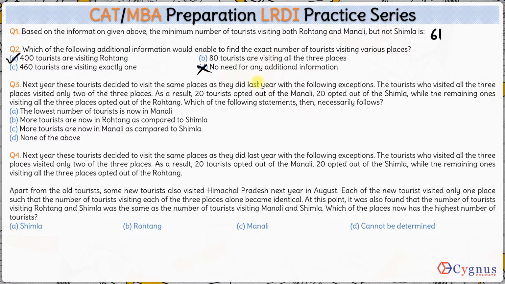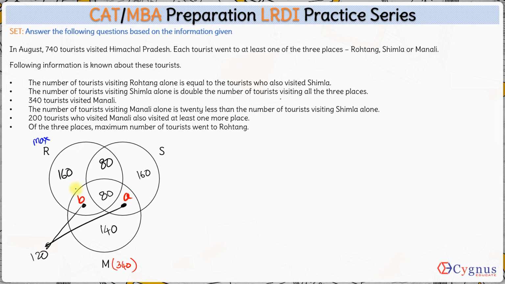As a result, 20 tourists opted out of Manali. So out of these 80 tourists, 20 of them did not go to Manali. That means they visited only Rohtang and Shimla. So 20 tourists shifted from this region to this region over here. So we will have a total of 100 people visiting only Rohtang and Shimla next year.